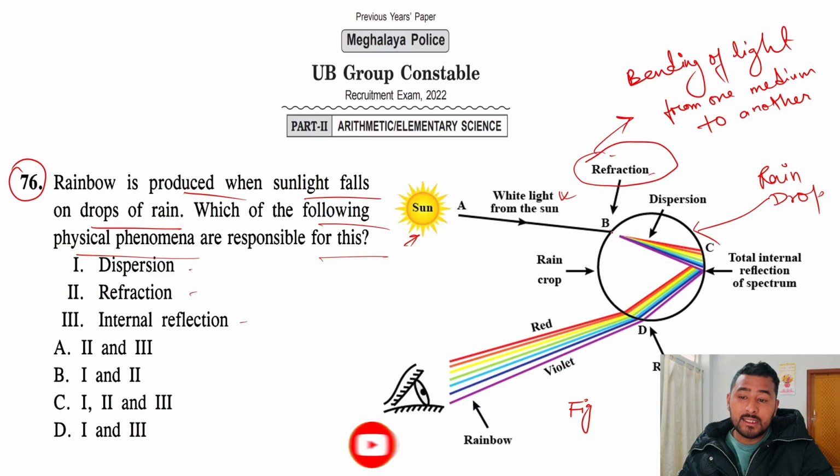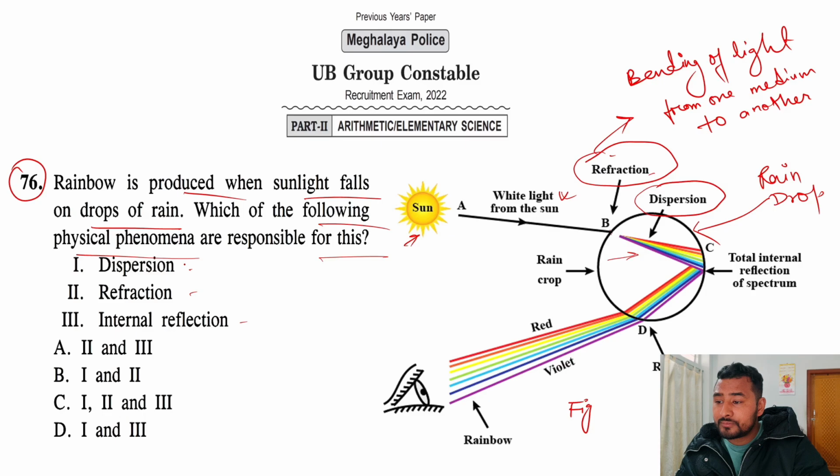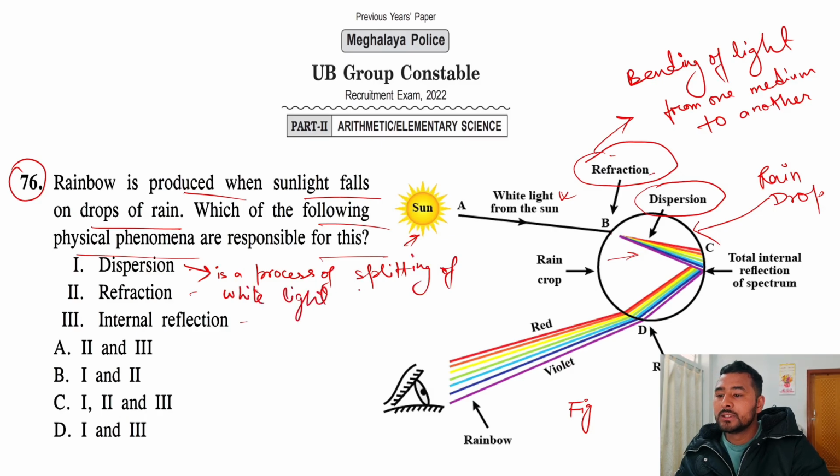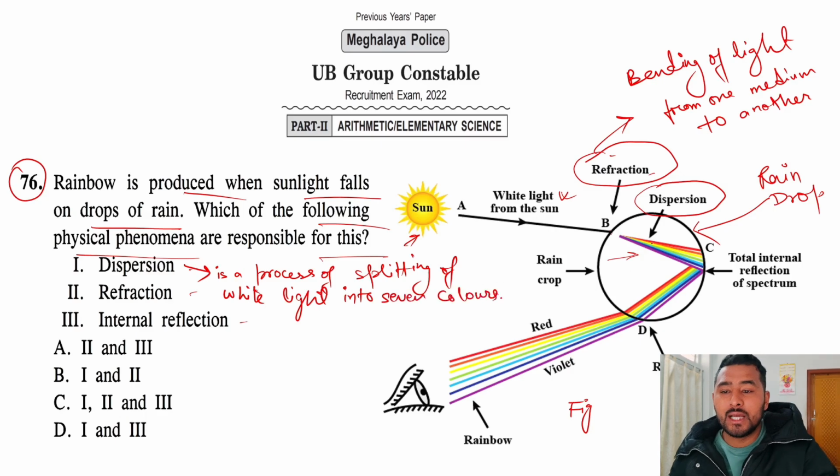Next, as soon as it hits here, it starts bending, and this white light splits into 7 constituent colors. You can see as soon as it enters here, it's dividing into 7 colors. This splitting of color is known as dispersion. Dispersion is a process of splitting of white light into 7 colors. I hope it is clear. When white light is split into 7 colors, it is known as dispersion.